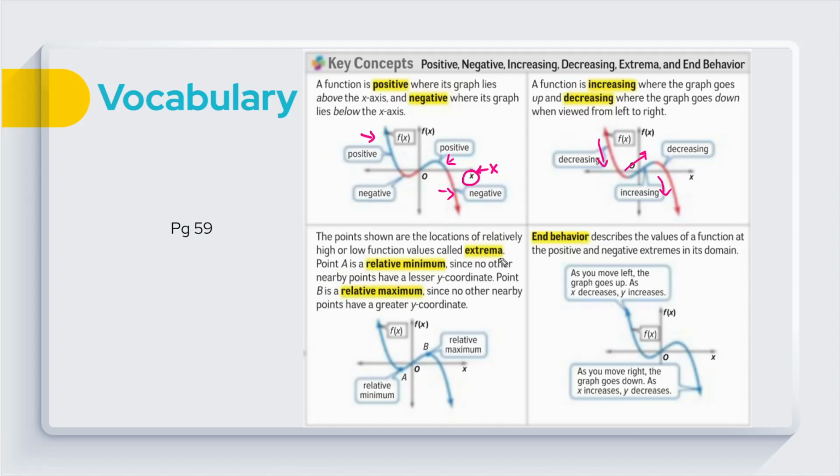The points shown are locations of relative high or low values. Relative means just looking at the points around it, this is the lowest one. So this one is the relative minimum. If you look at the points around this part, this is the relative maximum. And then the end behavior is at the most positive and the most negative values of x. Is it increasing or decreasing?